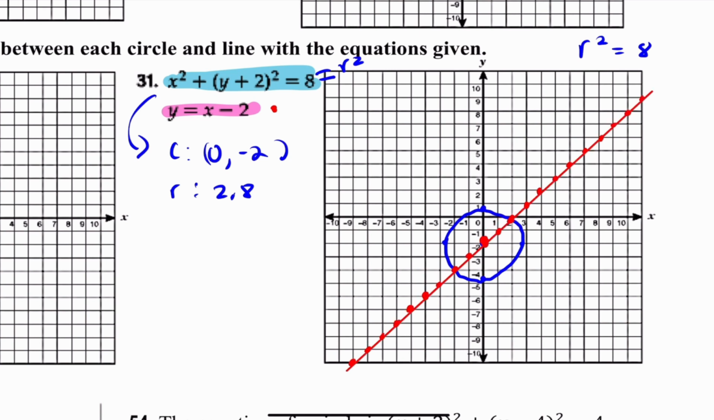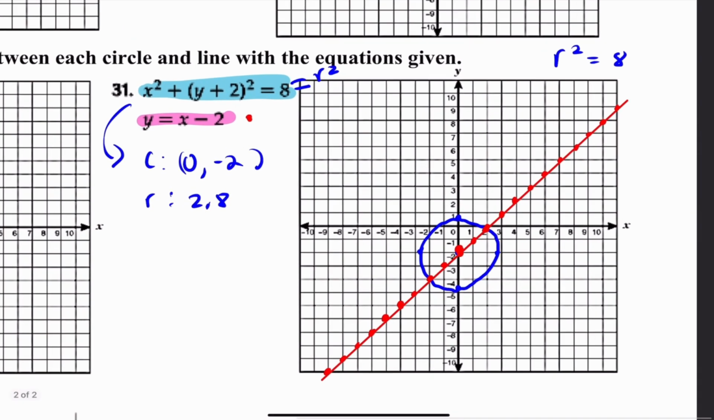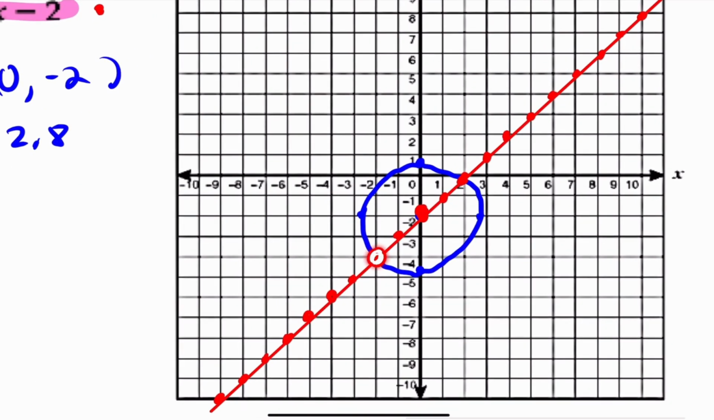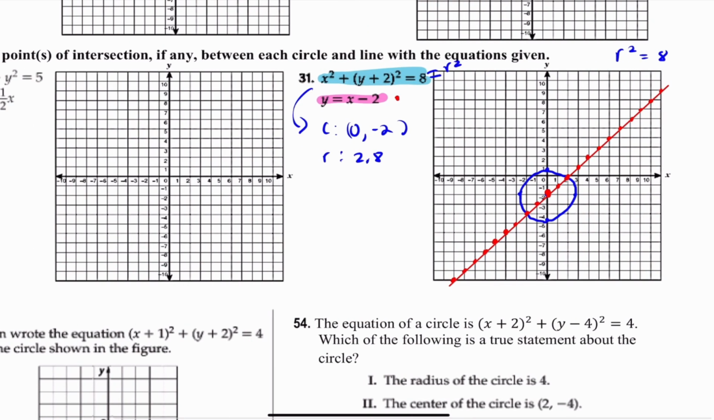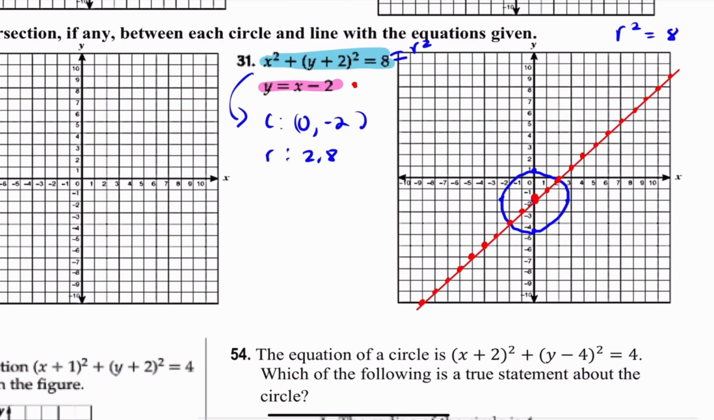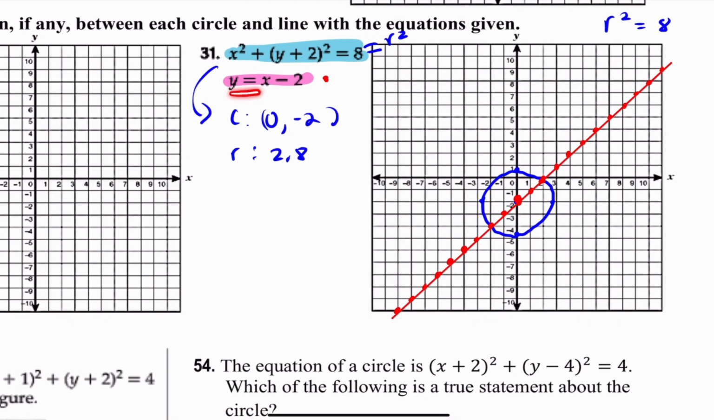Now I can see that in terms of intersections, they intersect here and here. It does look like it intersects exactly at a point here and here, but I'm not sure because I could mess up on the drawing or something like that. I have to verify by plugging things in or using a system of equations. So note that y is equal to x minus 2. Look, y is right here, so I can take this equation and replace y with that.